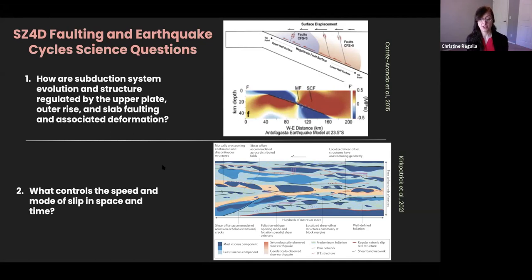Our next three questions focus on specific components of the subduction system that are important for hazards. Our question 2 is, what controls the speed and mode of slip in space and time? This involves developing mechanistic understandings of where, when, and particularly why a fault may experience slip across the range of known modes, from seismogenic slip to slow slip to tremor and creep.